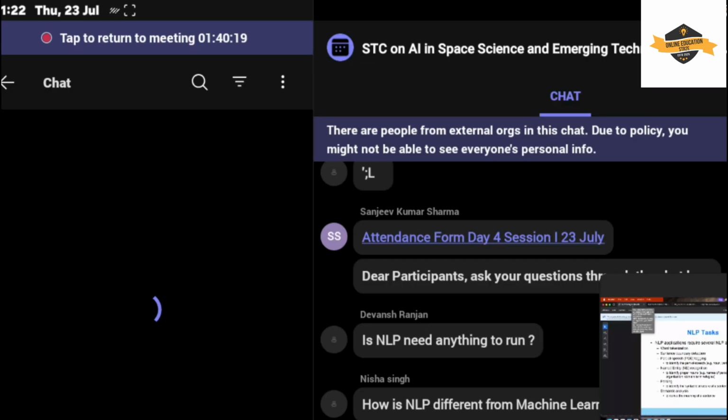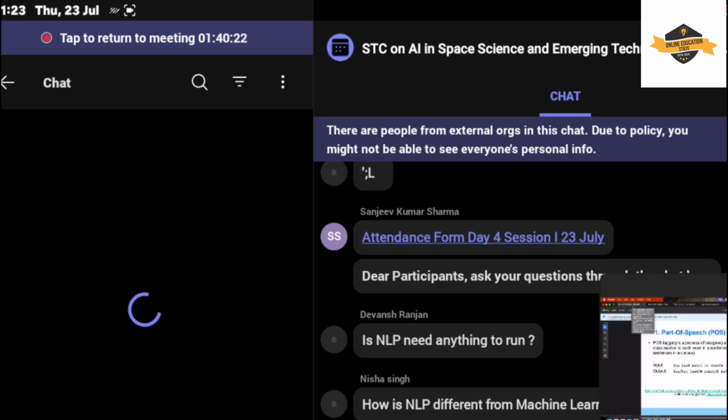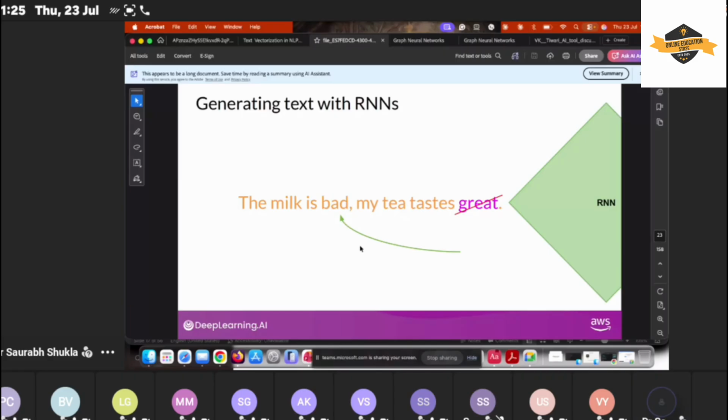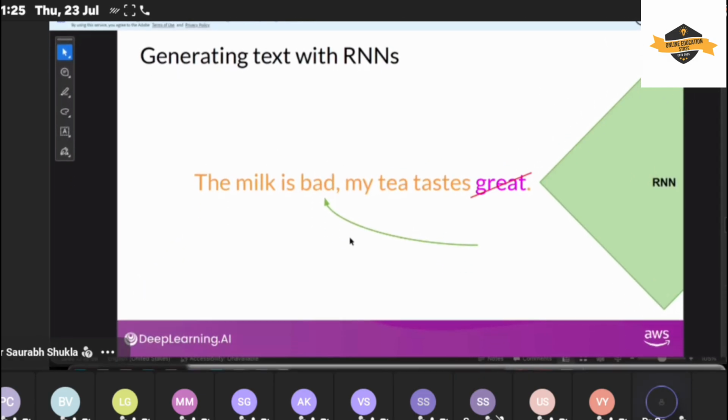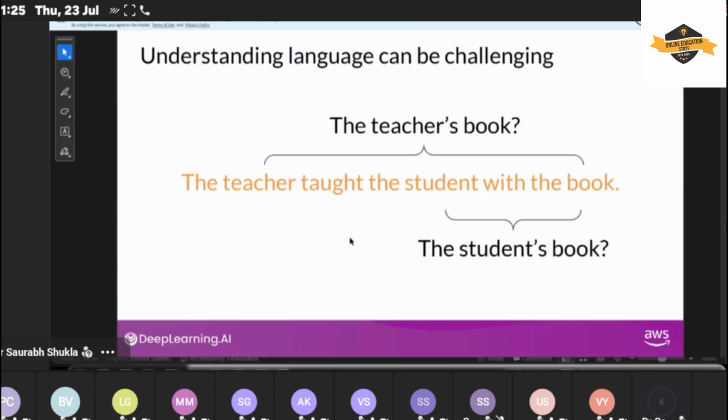This one. Word tokenization, sentence segmentation, part of speech, named entity recognition, shallow parsing. तो information गलत हो सकती है. Movie was bad, but the reviews are good. The milk is bad, the milk might taste great. I took my money to the bank. Which bank? River bank or financial bank? The teacher taught the student with the book. Student's book or teacher's book?